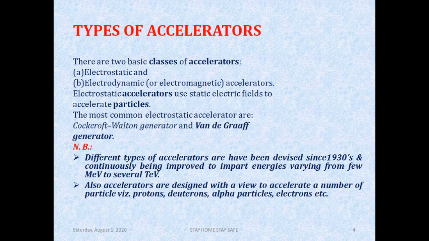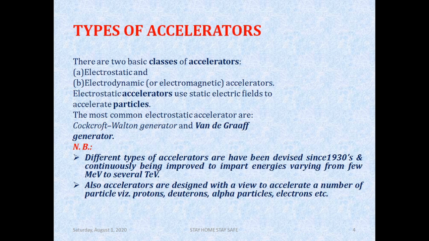Now, what are the types of accelerators? Based on the nature of the accelerating field applied, accelerators are classified into two groups. One is electrostatic and the other is electrodynamic. Now, what are electrostatic accelerators? Electrostatic accelerators are those which use static electric fields to accelerate particles. The most common electrostatic accelerators are the Cockcroft-Walton generator and the Van de Graaff generator.